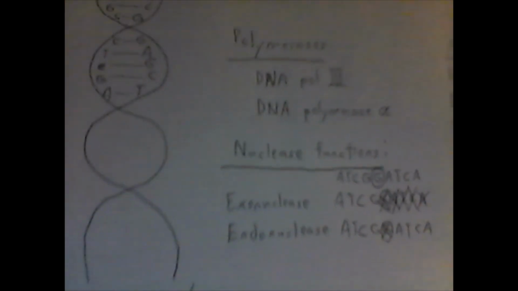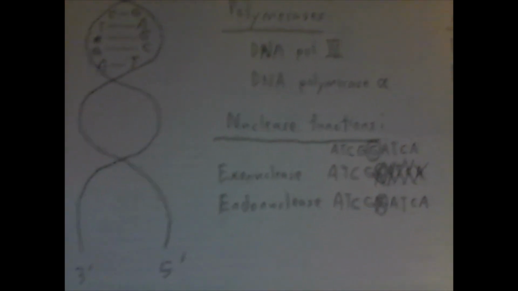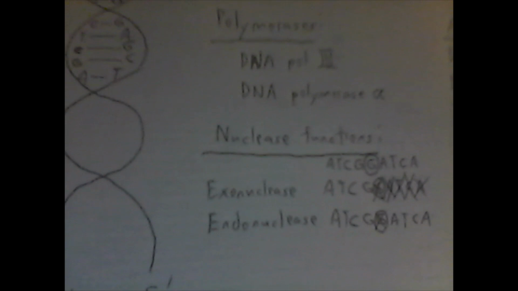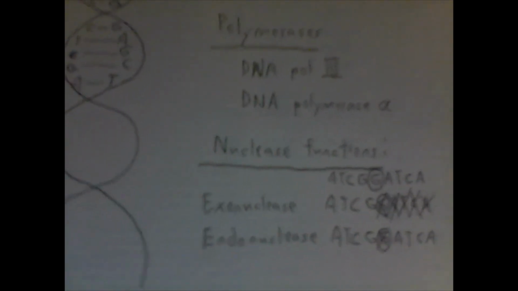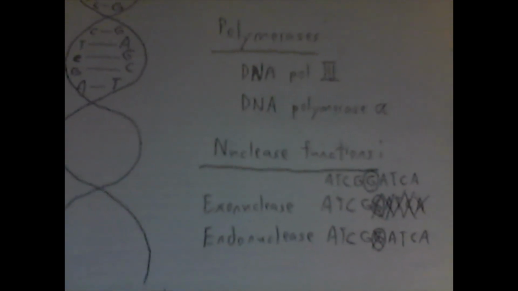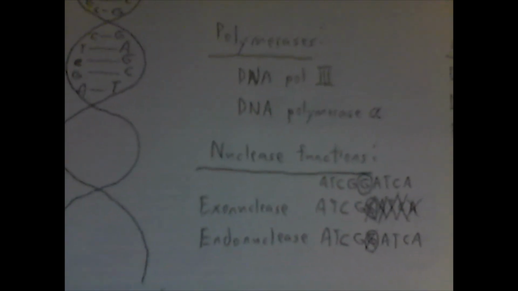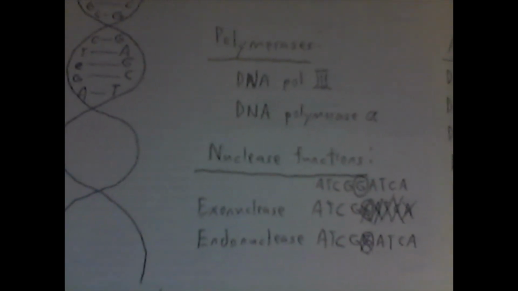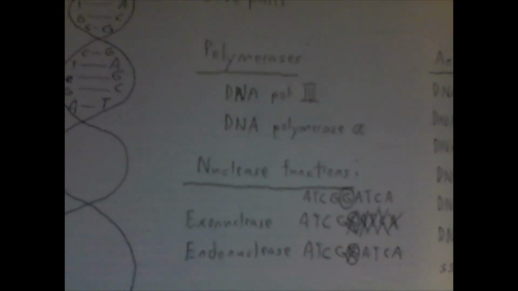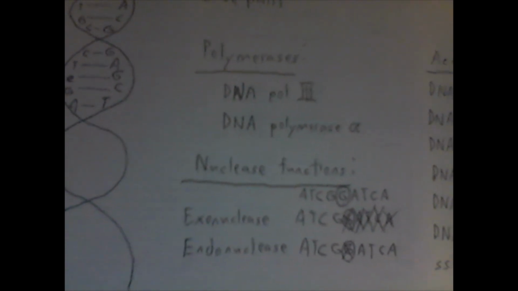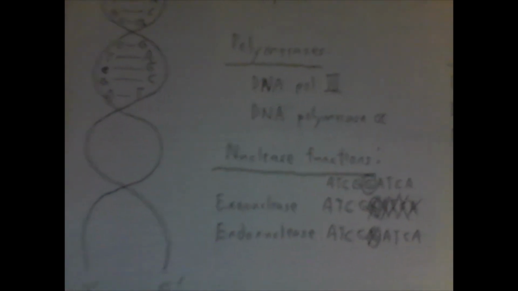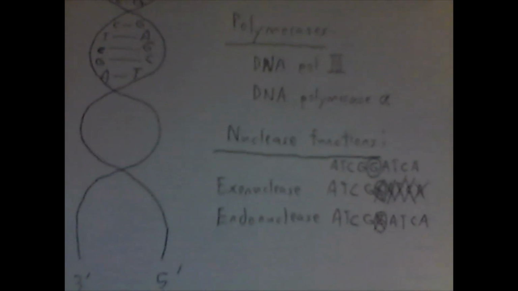Wait, too far, here we go. All right, my nucleases. Nucleases are the proofreading enzymes of DNA. They are the ones that check for errors. Nucleases typically work in the opposite direction from polymerases, 3' to 5'. There are basically two ways that nucleases do their job. We talk about different nuclease functions. These are not names of enzymes. These are two ways that nucleases can operate.